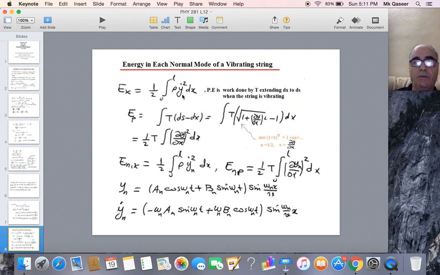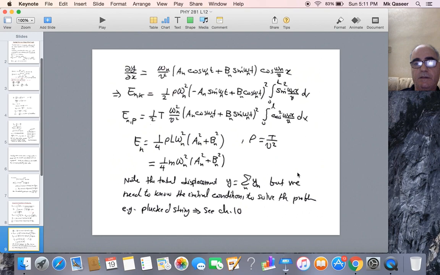Now we have to replace y by y sub n, y dot by y dot n, and dy by dx by dy sub n by dx. For the nth mode, this is the kinetic term, and this is the potential term. Y sub n is given by this. To evaluate this term, we need dy sub n by dt, and for this we need dy sub n by dx. Doing so, we get this form for the kinetic energy, and this is for the potential energy.